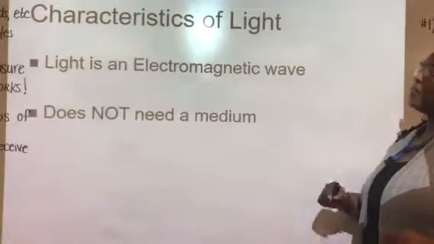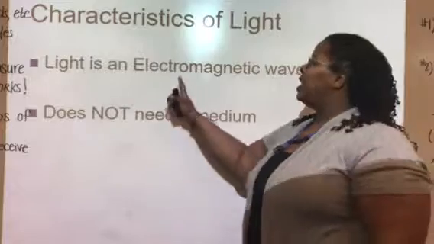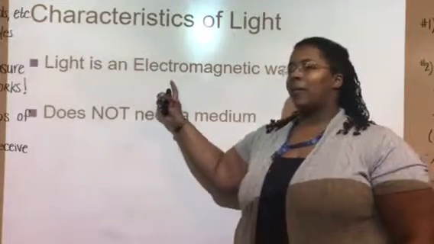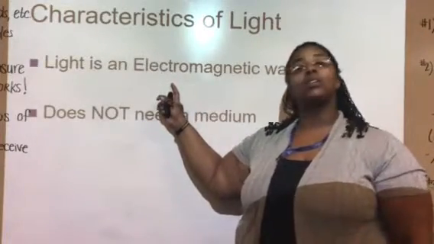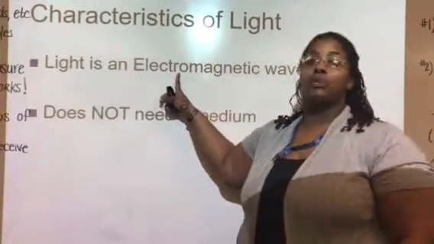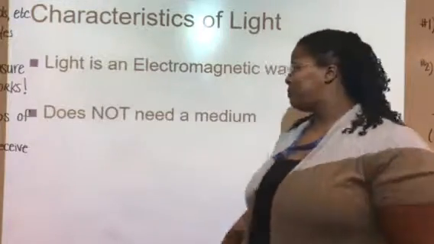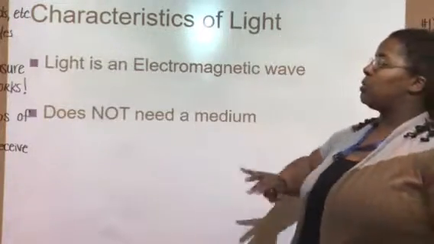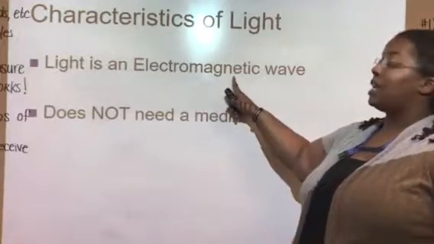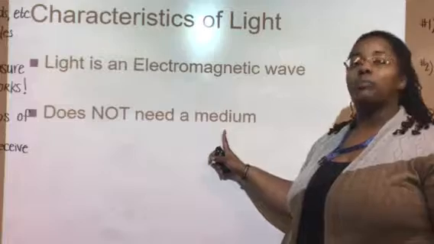When we talk about characteristics of light, light is an electromagnetic wave. If you take a look at this word, you should be able to break it down and figure out some of the parts that look familiar. For electro, it probably reminds you of the term electricity. And of course, magnetic, you start to think of magnets. The biggest difference between a mechanical wave and an electromagnetic wave is this type does not require a medium.